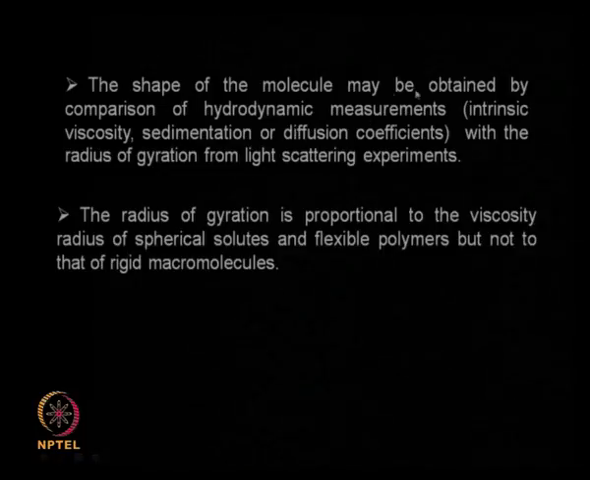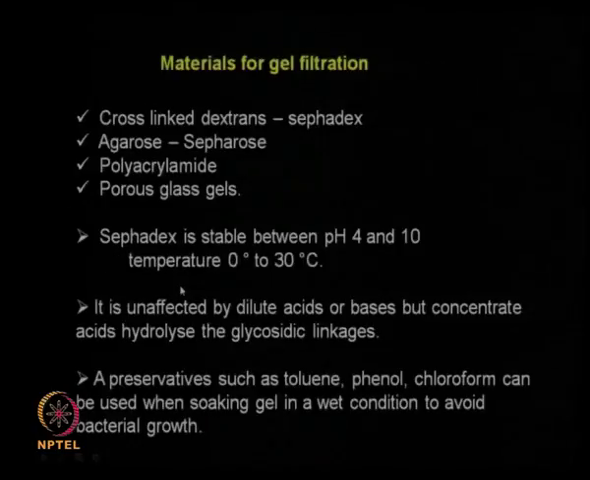So the shape of the molecule may be obtained by comparison of hydrodynamic measurements based on intrinsic viscosity, or we can do sedimentation studies, or diffusion coefficients, and then try to get the radius of gyration from light scattering experiments. So the radius of gyration is proportional to the viscosity radius of spherical solutes and flexible polymers, but not to that of rigid macromolecules. Okay. So if you have the viscosity radius of spherical solutes, then that will be proportional to the radius of gyration, but if it is a rigid macromolecule, we cannot use that term actually.